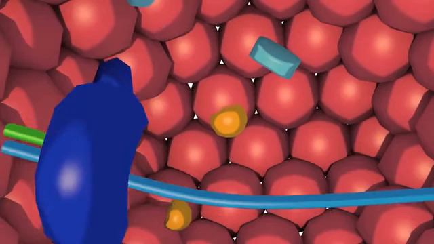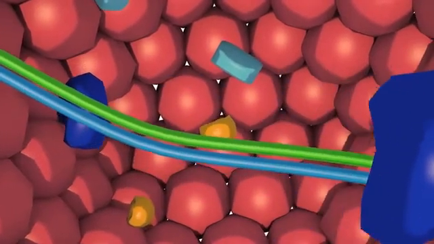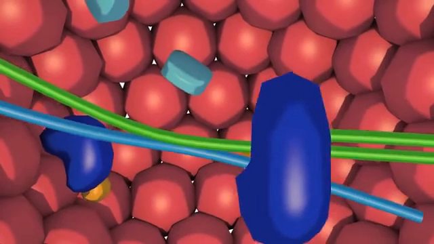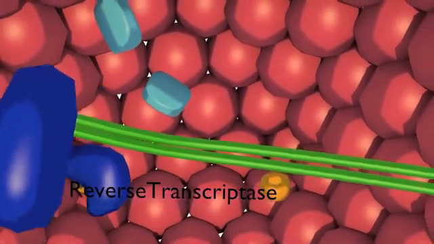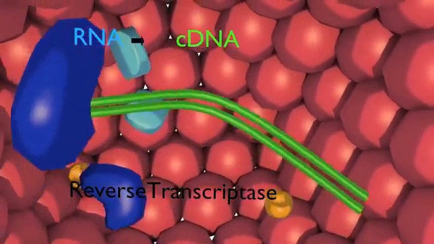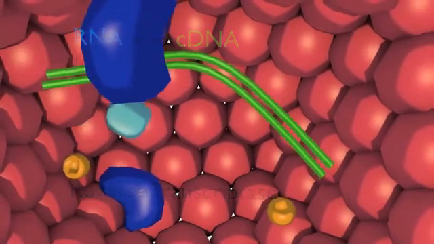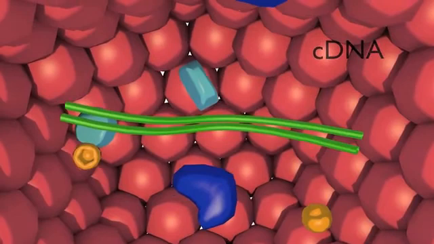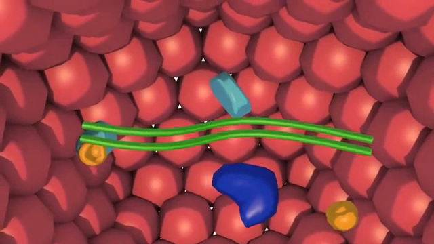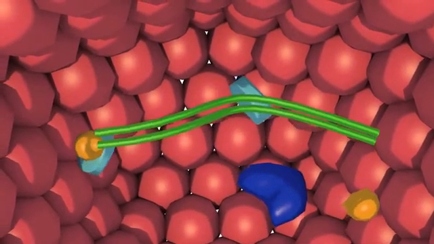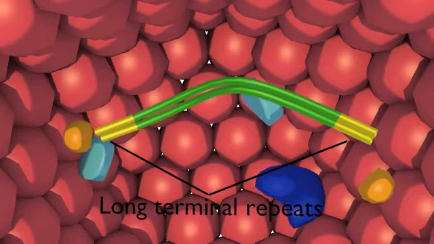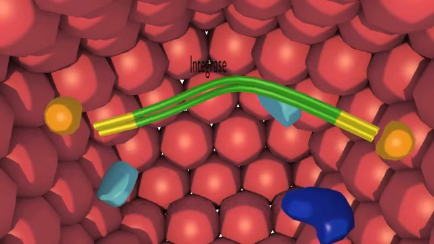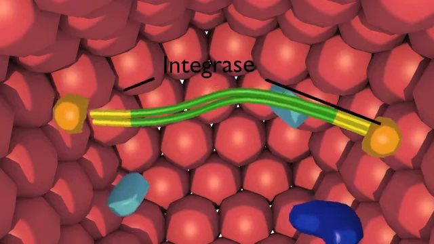Once inside the host cell, the viral RNA genome is converted into a double-stranded DNA genome by the virally encoded reverse transcriptase, an RNA-dependent DNA polymerase. This viral DNA genome is also called a cDNA. The termini of the viral DNA genome are directly oriented repeat sequences called long terminal repeats, which are several hundred base pairs long. The viral integrase interacts with the ends of the viral DNA.